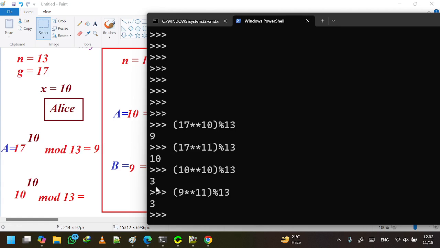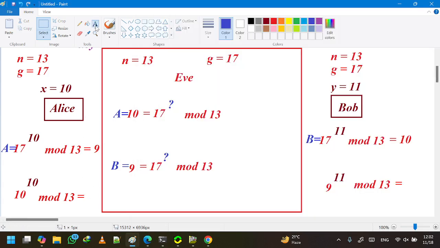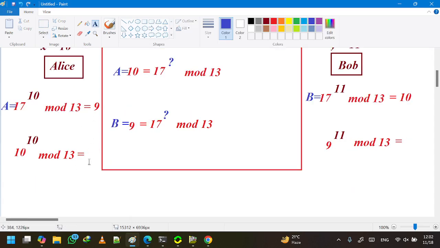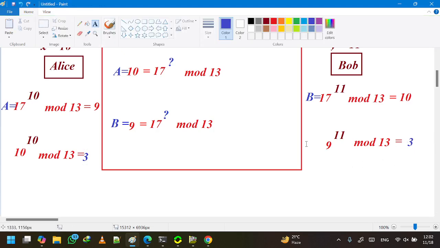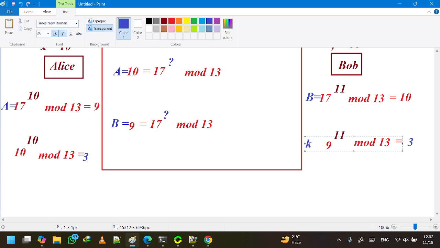So we see that both of these two operations are giving us the same number. So we can call this our final key. So this is 3, and this number is also 3. So in the example, it was saying K1 and K2. So if this is K2, this one can be called as K1.